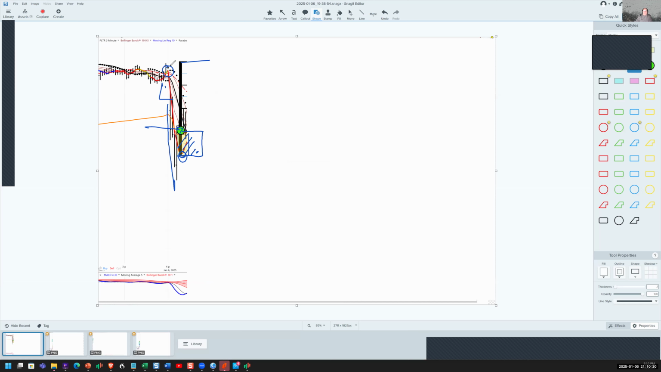There's my 3R back to the top of the stack. So there's my 3-to-1. If this fails through the low of the day or through the low of the stop, that would be a stop and reverse that way.